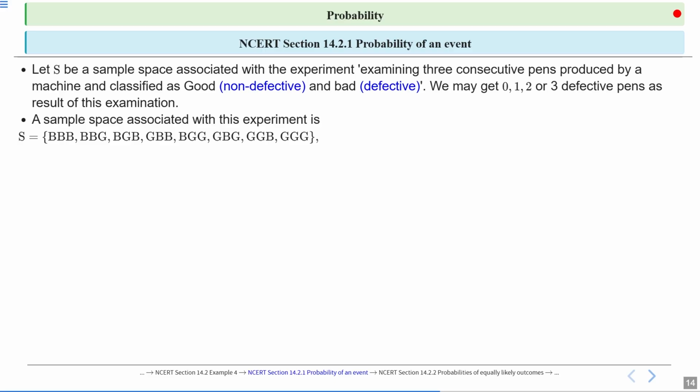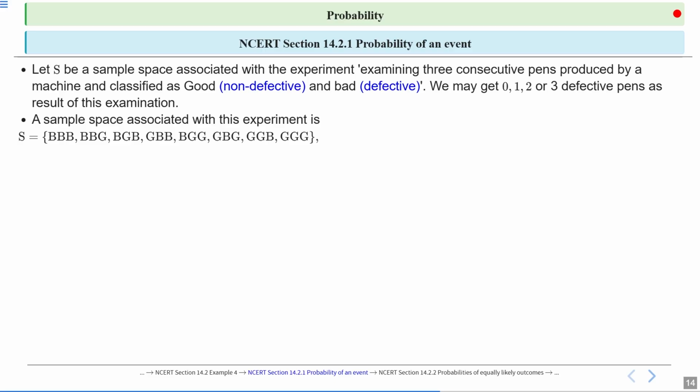Or it may be first pen is good, second and third pen may be bad. Okay, defective pen. Okay, like this. So here the sample space contains BBB, BBG, BGB, GBB, BGG, GBG, GGB, and GGG.